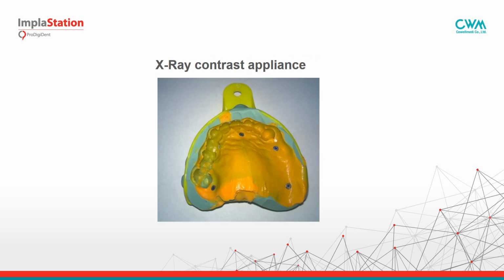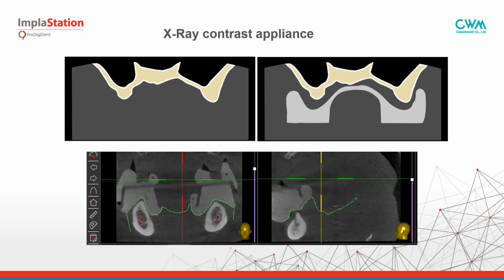But for complicated cases, for fully dentulous jaw, extended defects, or in case the patient has non-removable X-ray contrast objects in the mouth, dentures, metal ceramics, the best way is to use special X-ray contrast appliances. The simplest one is in the picture. It's a plastic impression tray with impression material. It is visible on the CBCT.